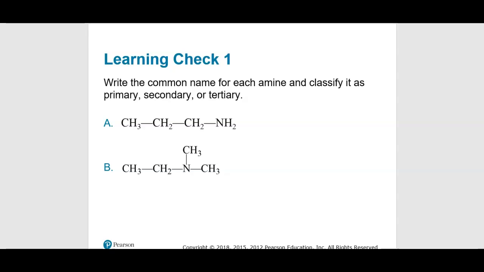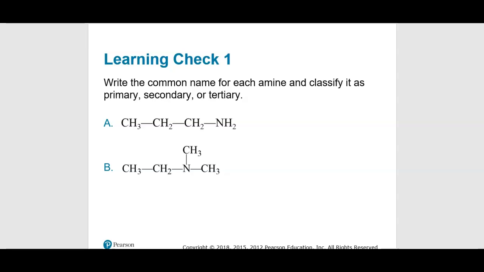So let's write the common names of these things and classify each as primary, secondary, or tertiary. Well, A, how many carbon groups are attached to the nitrogen? One. That makes it primary. One carbon group is primary. The second one, you notice there's three carbons attached to nitrogen, so it's tertiary by definition. That's the way we define these things.